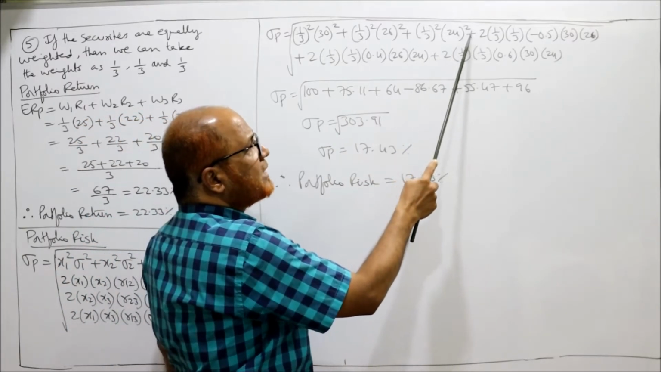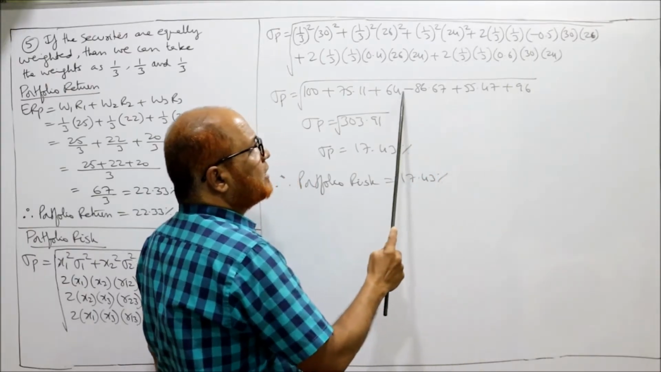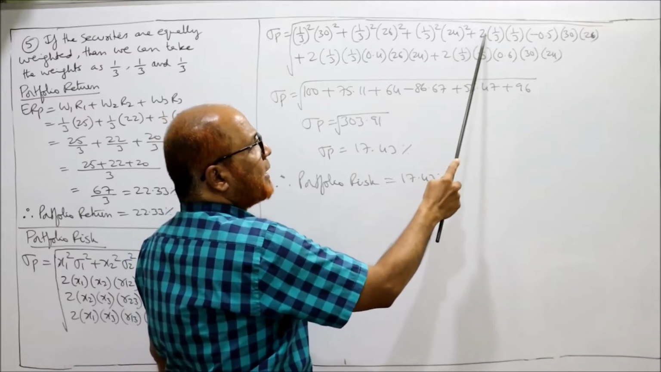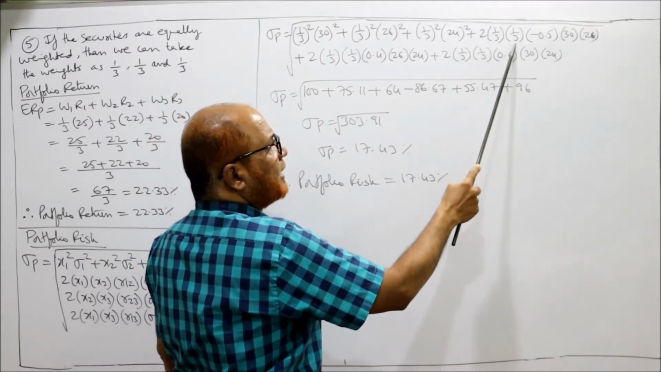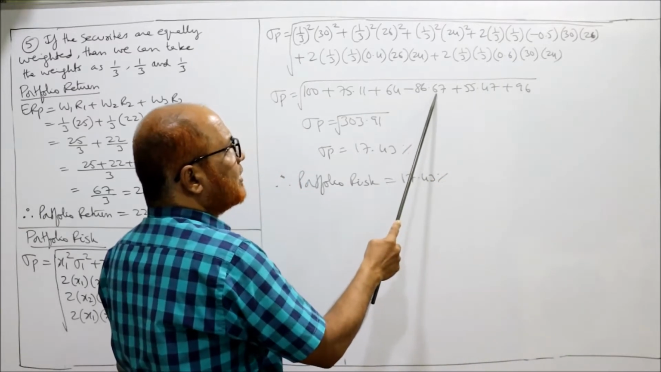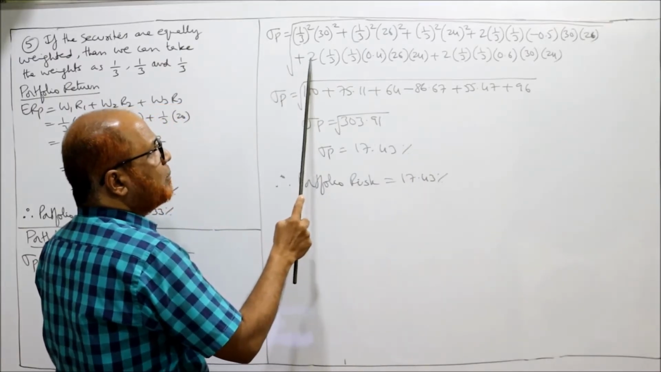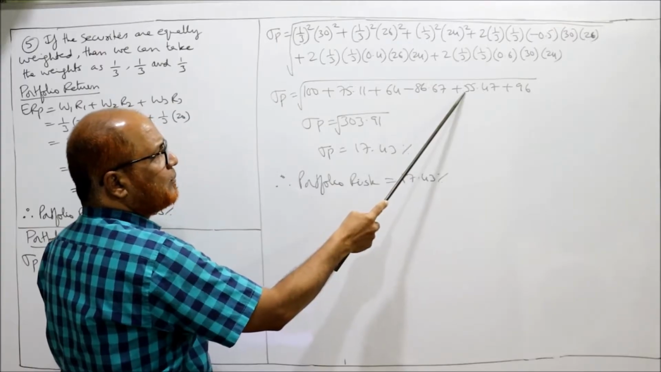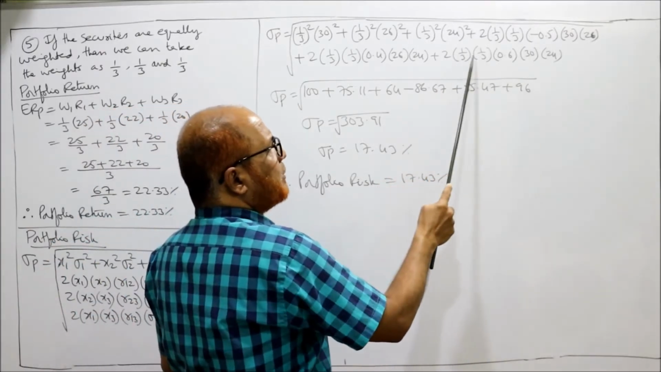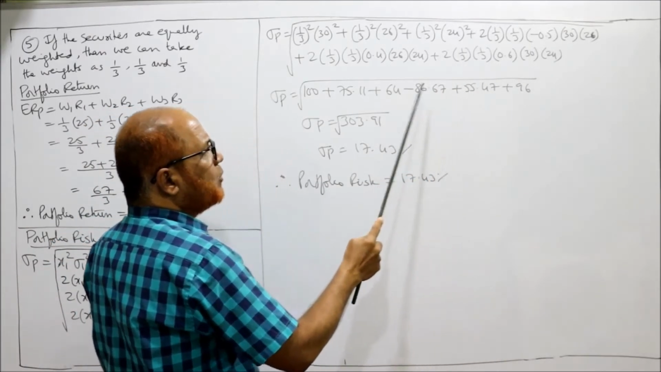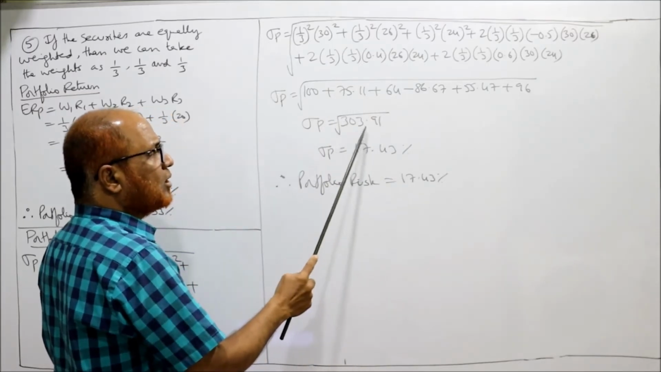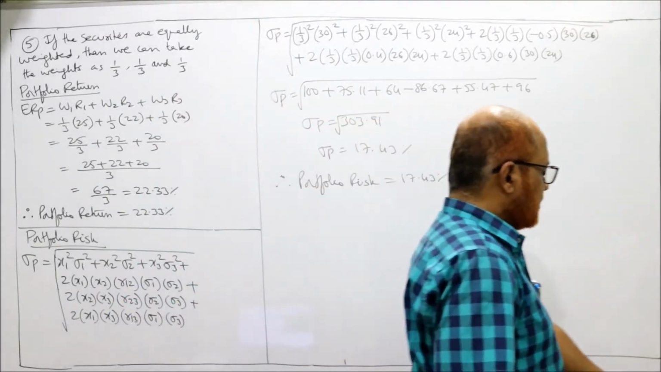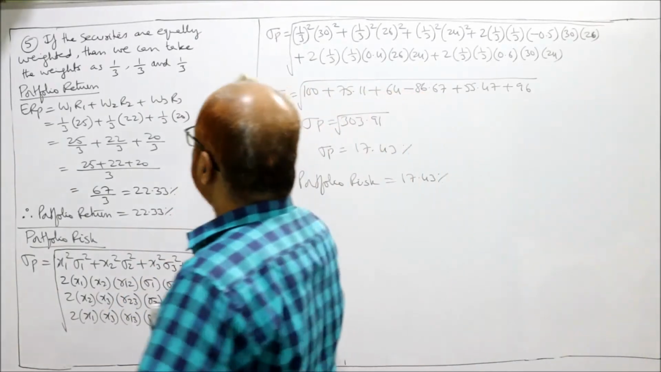Now here see, plus into minus, you will get minus. Plus into minus, you will get minus. Now multiply all the numerators and divide by 9, you will get 86.67. Similarly, 2 into all the numerators divided by 9, you will get 55.47. 2 into all numerators divided by 9, you will get 96. Just simplify all of this. Take the square root of 303.91. 17.43 is the portfolio risk.